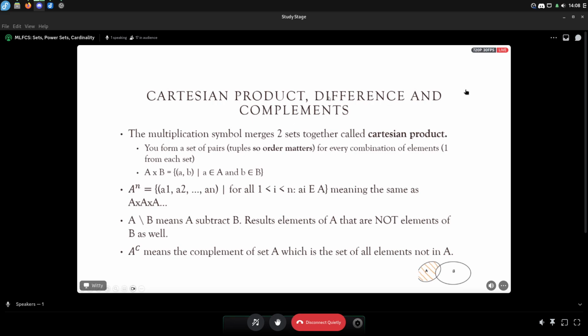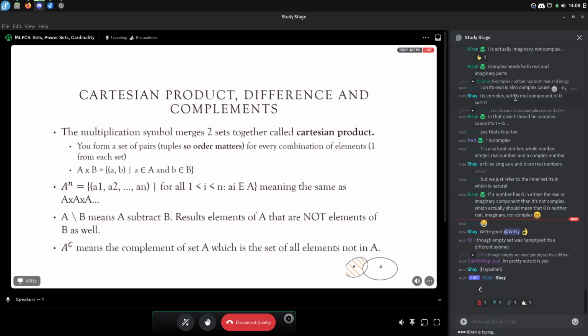Then finally, we move on to difference. So the difference of two sets. A backslash B would mean A subtract B, which means you'd get the elements of A that are also not elements of B. And the thing we're going to learn now, the complement, is something you can use to describe this. So A to the power of c notation means the complement of A, which is basically all of the elements that are not inside the set A.